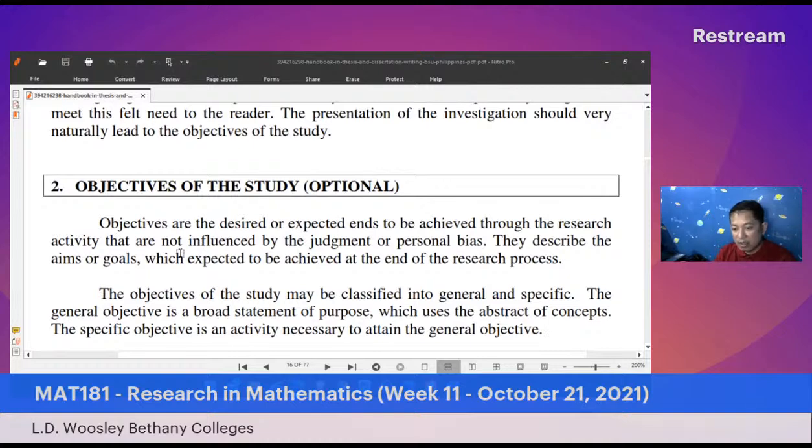Okay, the general objective is a broad statement of purpose which uses abstract concepts. Specific objective is an activity necessary to attain the general objective. So there must be specific objectives, though there is an overarching objective of your research. May mga specific na dapat tugunan yan that would support your general objective.